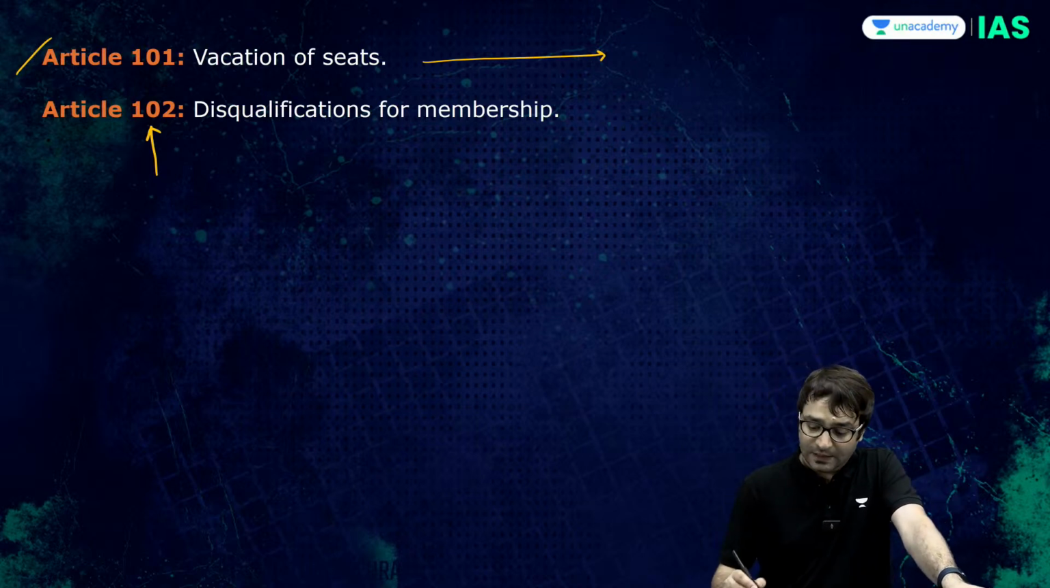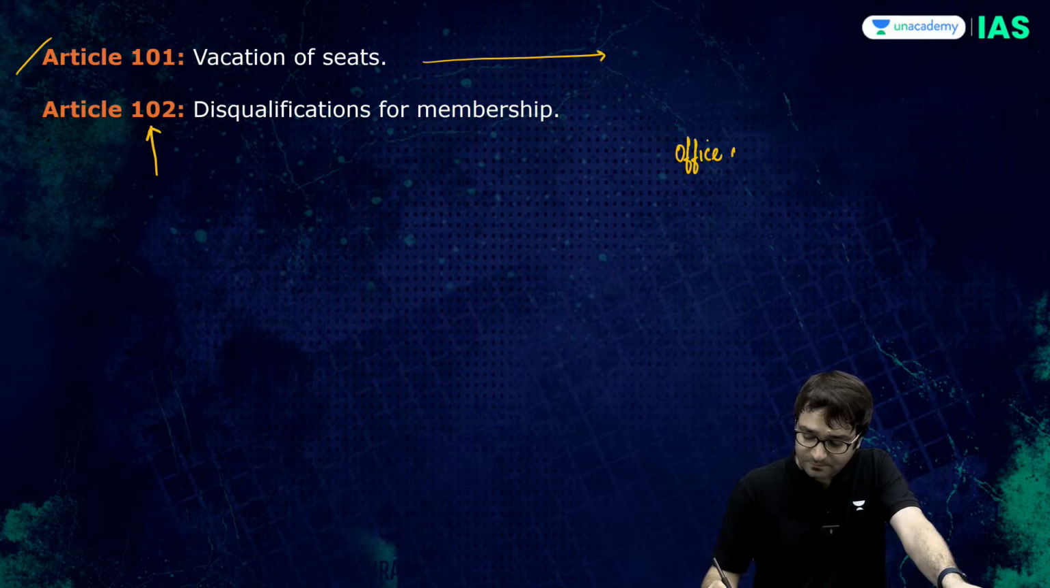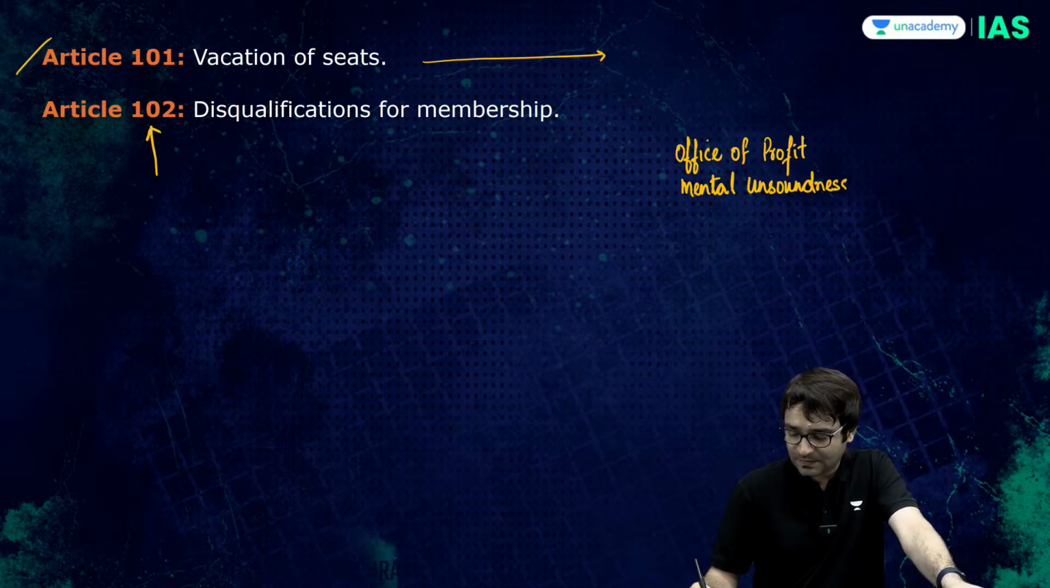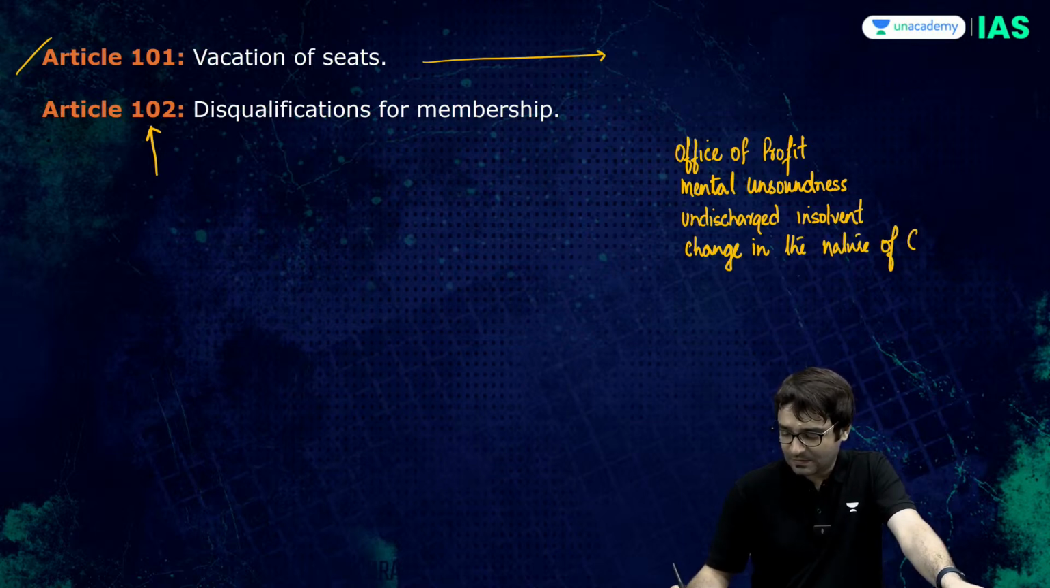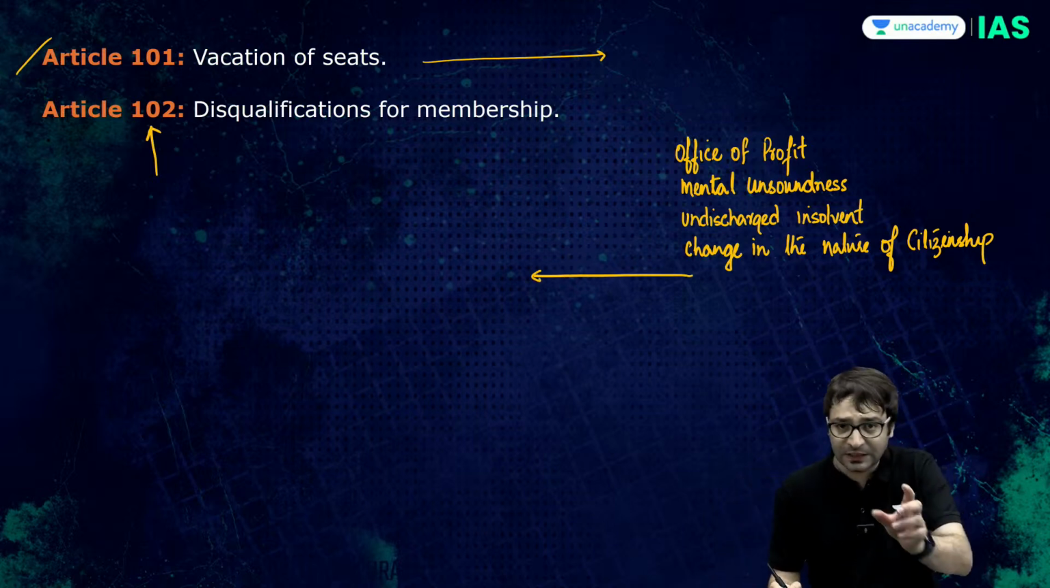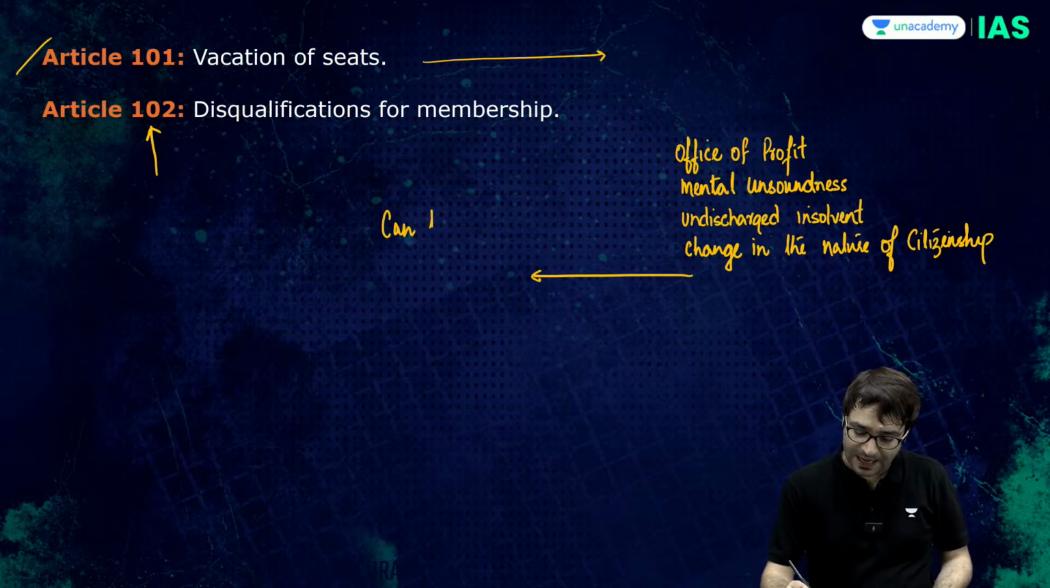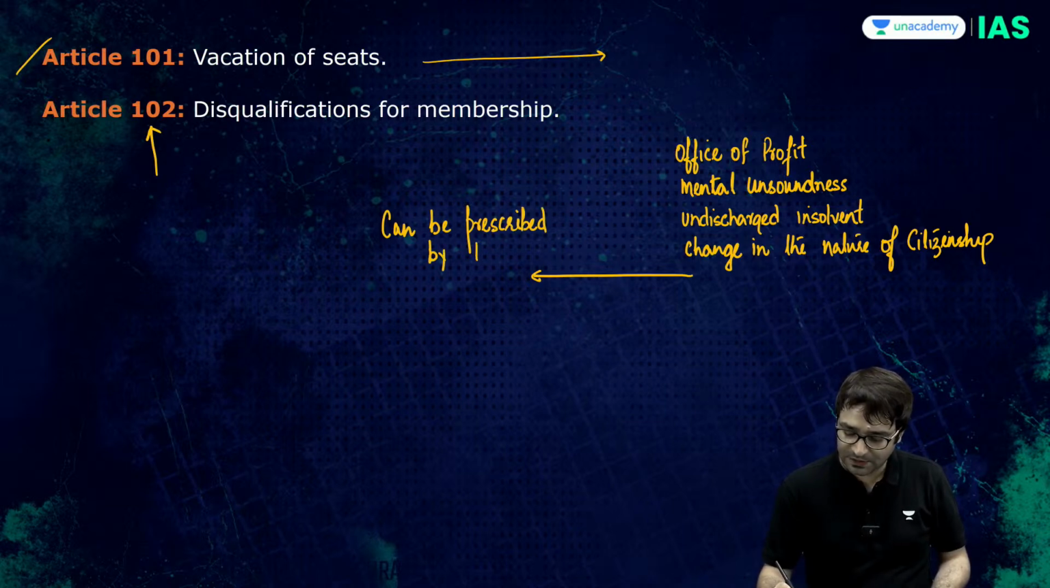Who can be disqualified? If you are holding an office of profit, if you have been declared mentally unsound, if you are an undischarged insolvent, if there is a change in the nature of your citizenship. Why am I writing this? Because I'll tell you something else. Additional grounds of disqualification can be prescribed by Parliament.